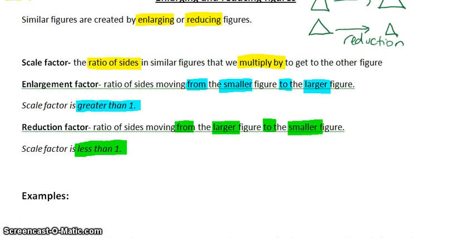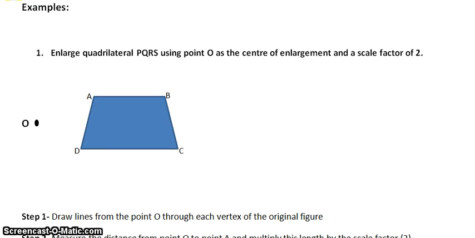Okay, so let's have a look at some examples together. Now, in this first one, it's going to be a bit hard for me to show you this on the screen, but the steps are there, and I'll try and talk you through it, and of course we'll go through it in class. So the question says enlarge quadrilateral, let's call it ABCD instead of PQRS. Enlarge quadrilateral ABCD using point O as the center of the enlargement and a scale factor of 2. When it says a scale factor of 2, that means they want us to enlarge it, and in other words, we're going to need to double the length of the sides.